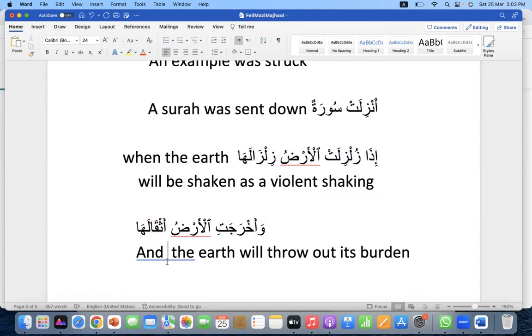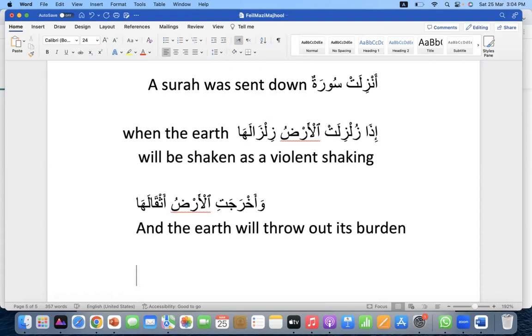Any idea? We all, the mountain, the river, everything in the earth. So the scholars are saying here, if you read tafsir, a majority of the fuqaha say the burden here is human beings. The bodies of the human beings will be thrown out, all whoever is in the graves, right? So we all will be thrown out with that zalzala.